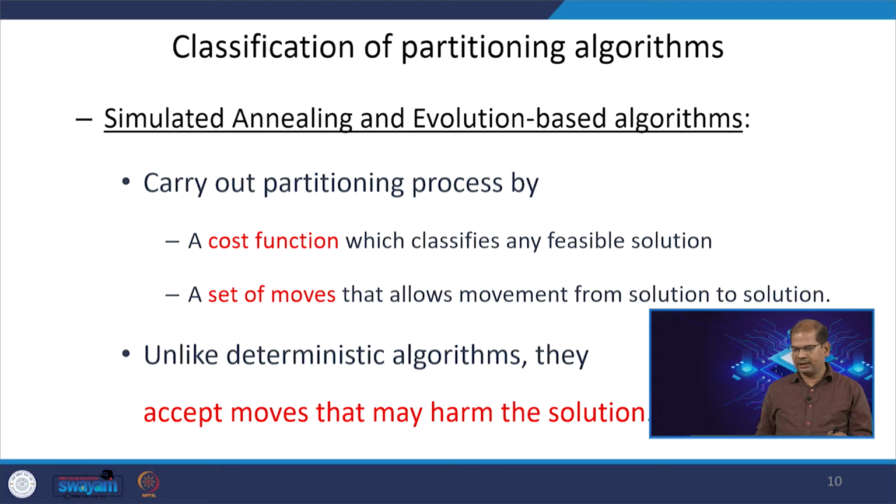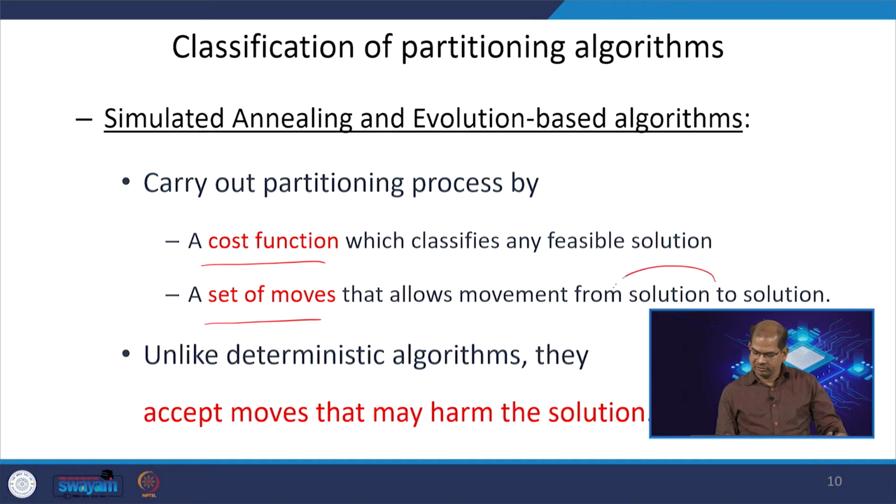Basically the simulated annealing or the evolution based algorithms are based on random functions. Okay. So, it has a cost function which classifies any feasible solution, and it allows a set of moves that allows the movement from one solution to the other solution. So, whenever it moves one of the components from one partition to the other partition, then we evaluate the cost function.